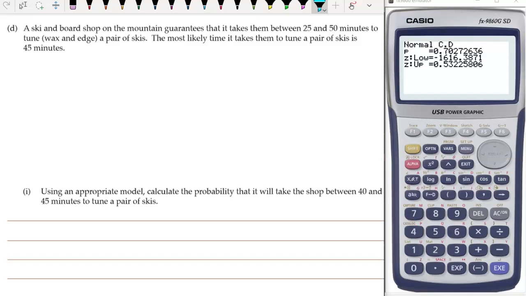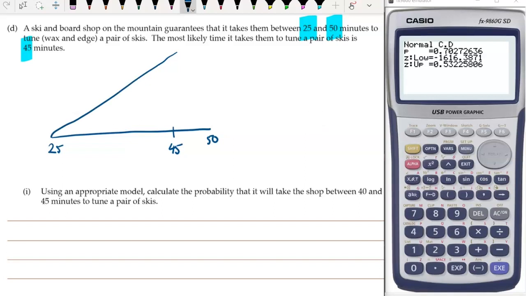For part D, we've got the time taken to wax and edge a pair of skis, and it takes between 25 and 50 minutes, and the most likely time is 45. So this means we have got a triangle distribution because we don't know much else about it. So we've got 25 up to 50, and the most likely time is 45, so that's where our peak is. My triangle's not very level, but you can see what I'm doing here.